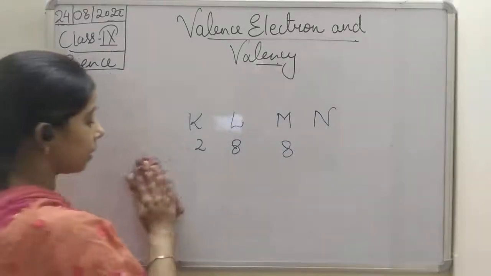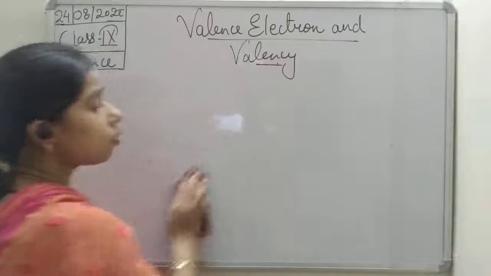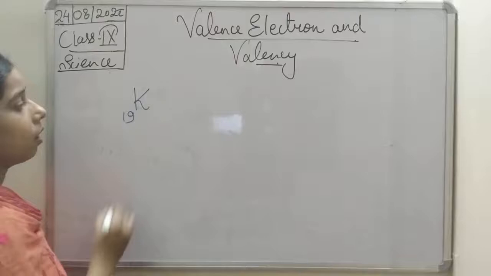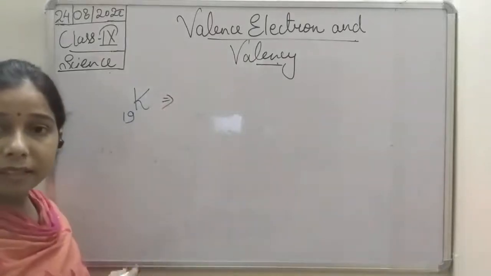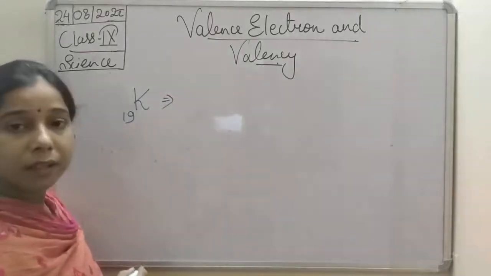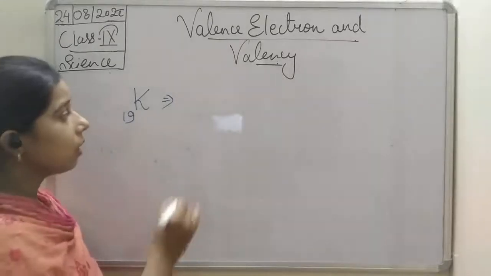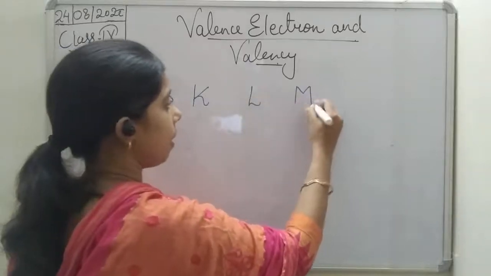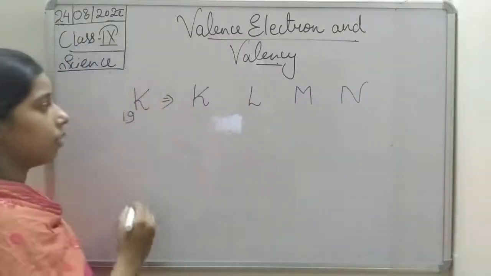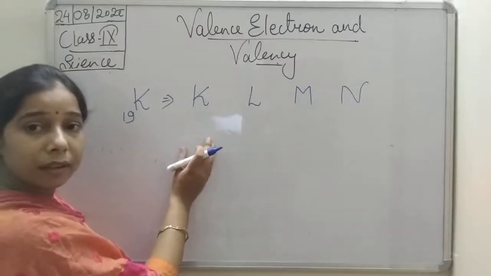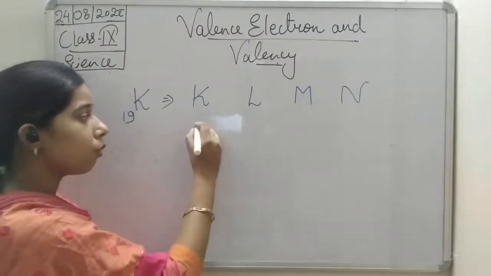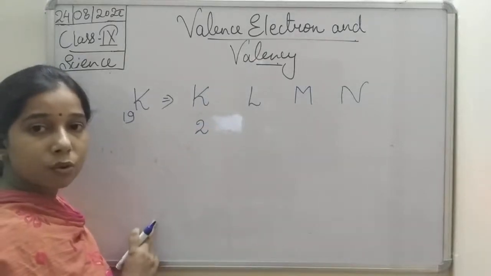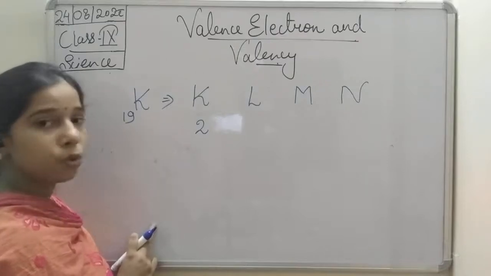Let me remind you by writing the electronic configuration. So you see here, students, we know that the potassium atomic number is 19. So if we do the electronic configuration of the 19, that will be K, L, M and N. How many electrons will enter into the K shell? You know that it can accommodate only 2 electrons, so the maximum electrons accommodated by the K shell is 2.